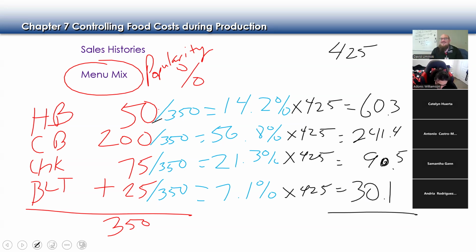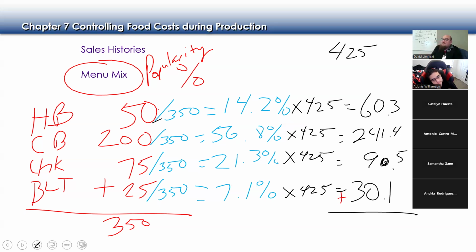You got it? Add them all together. Okay, we're gonna add them all up. And if we get close to that 425, then we're in good shape. So 60.3 plus 241.4 plus 90.5 plus 30.1, 422. So we're just off by a couple because of the rounding of the decimals. So we're pretty close.